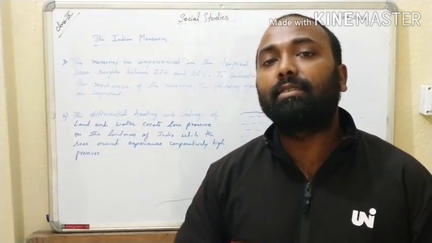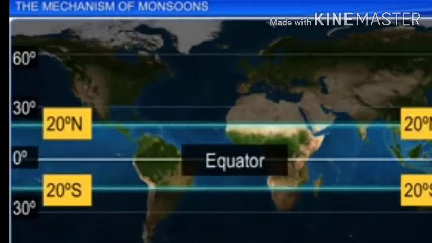Okay students, now let us understand about the Indian monsoon. The monsoons are experienced in the tropical areas roughly between 20 degree north and 20 degree south. To understand the mechanism of this monsoon, the following facts are important. Now we are going to discuss those following facts.